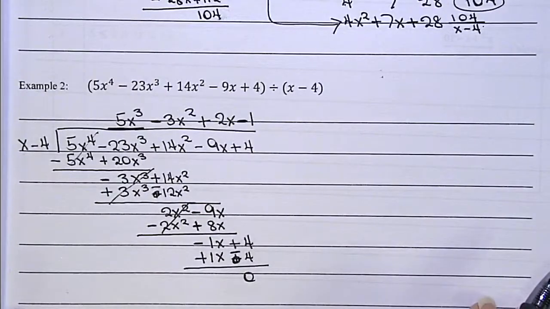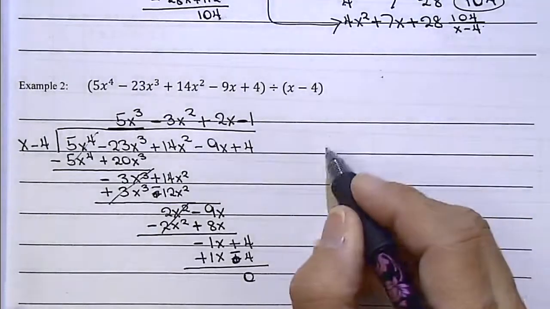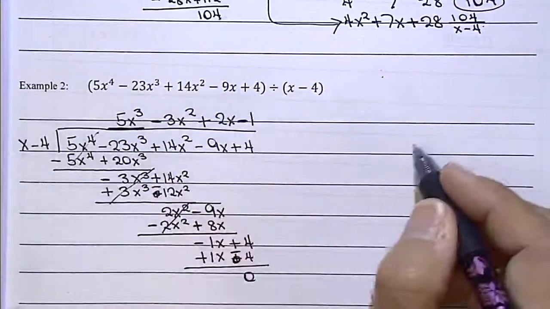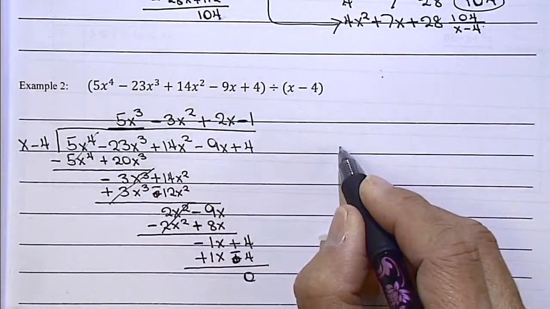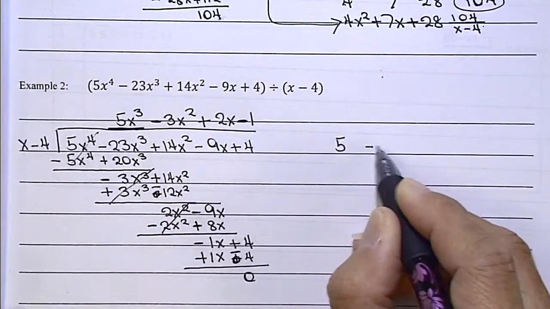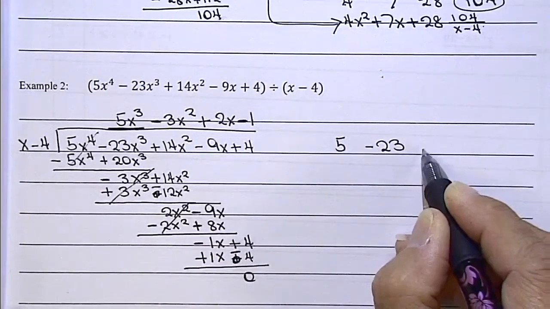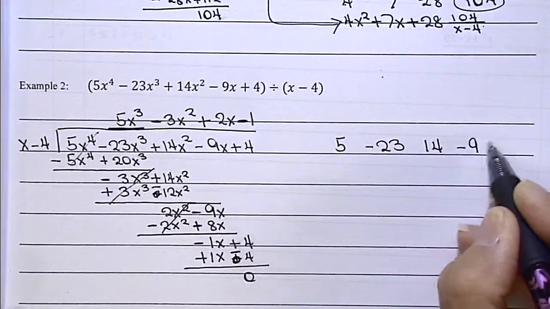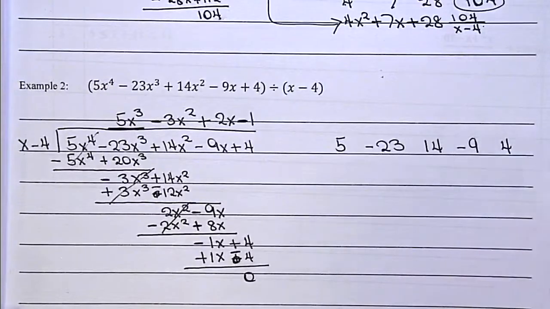Are you okay? All right, synthetic division, anybody? All right, let's see. We've already got this problem. This is what goes under the house, right? Or inside it. So I'm going to just write down the numbers. I'm going to say 5, negative 23, 14, negative 9, positive 4, right? Did I get them right?